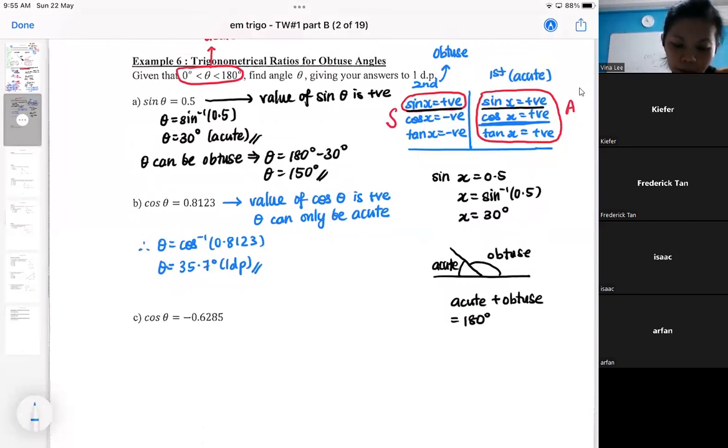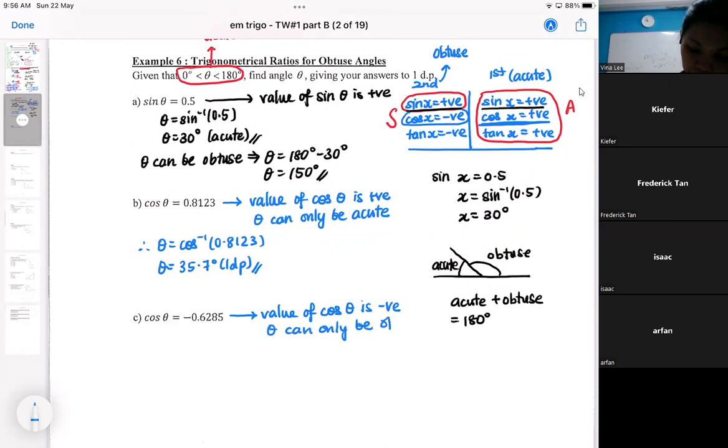So if you look at the next one, cosine is negative. So the value of cosine theta is negative. So if you look, I'm expecting it to be an obtuse angle. So you look at the value of positive and negative, you can decide whether it will be acute or it can be an obtuse angle.